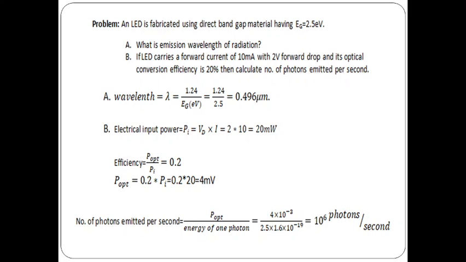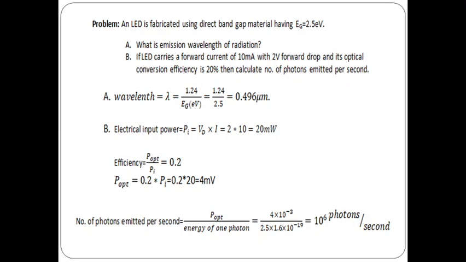Here we have the current and forward voltage drop, so we can calculate the electrical input power. We can write Pi equals forward voltage drop into current I. So 2 into 10 milliamperes equals 20 milliwatt. So electrical input power equals 20 milliwatt.